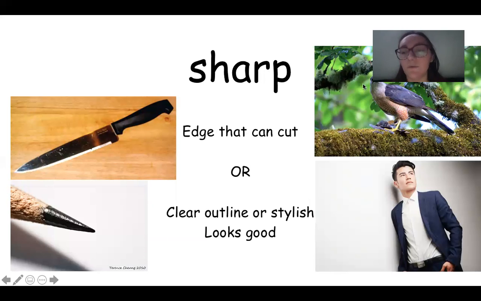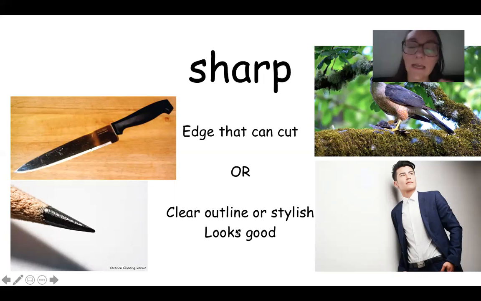The next word that we're going to talk about is sharp. So sharp can mean an edge of something that can cut, or clear outline, or stylish, looks good. So a knife is sharp. So you're describing something that can cut. Or like is pointy, right? You can say this pencil is sharp.